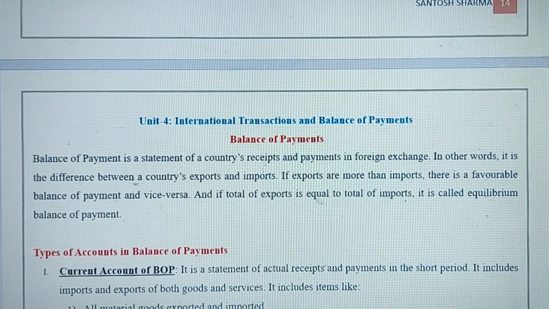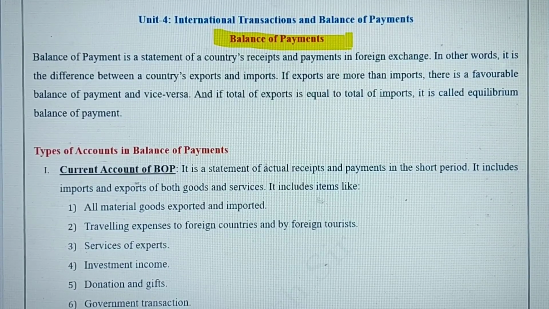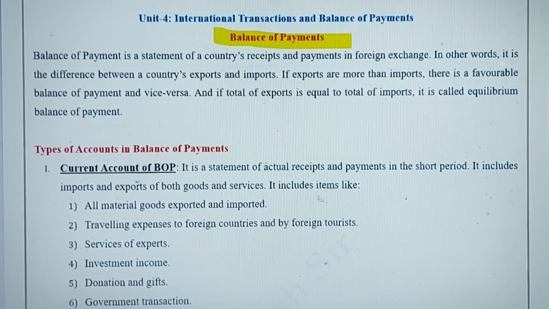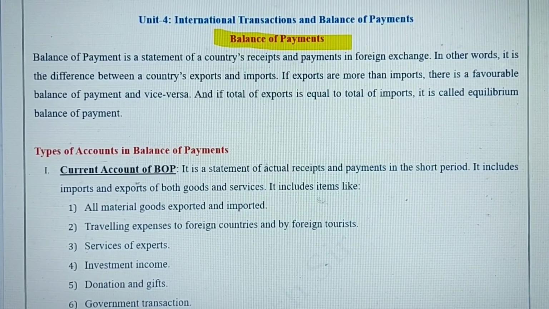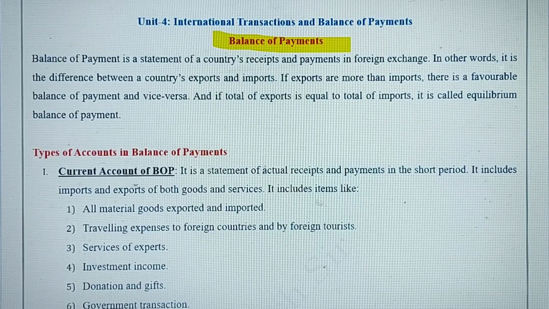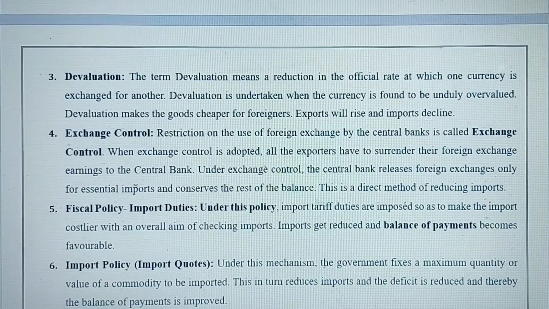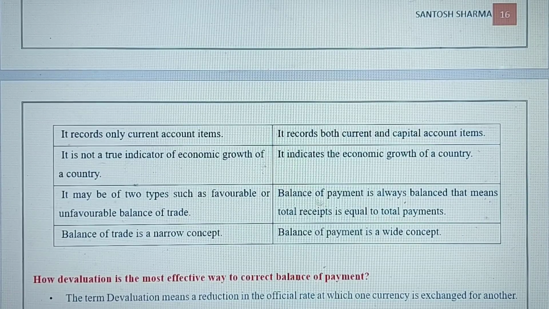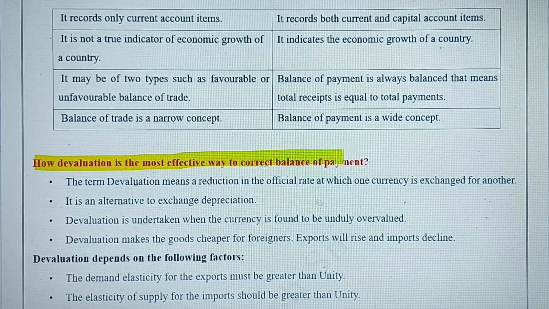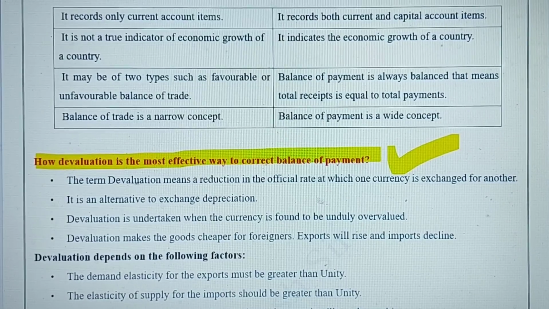Okay. From unit 4 we have balance of payment. Now this topic is quite common in almost all the subjects of MCOM. So I have told you many times regarding this also, like BOP, what is BOP, then current account and capital account, then BOP, BOT differences, then steps taken by the government to correct unfavorable balance of payment. So all these questions are important in balance of trade. One more question that is a bit different, like how devaluation is the most effective way to correct balance of payment. This question is also very important, so do revise this properly.